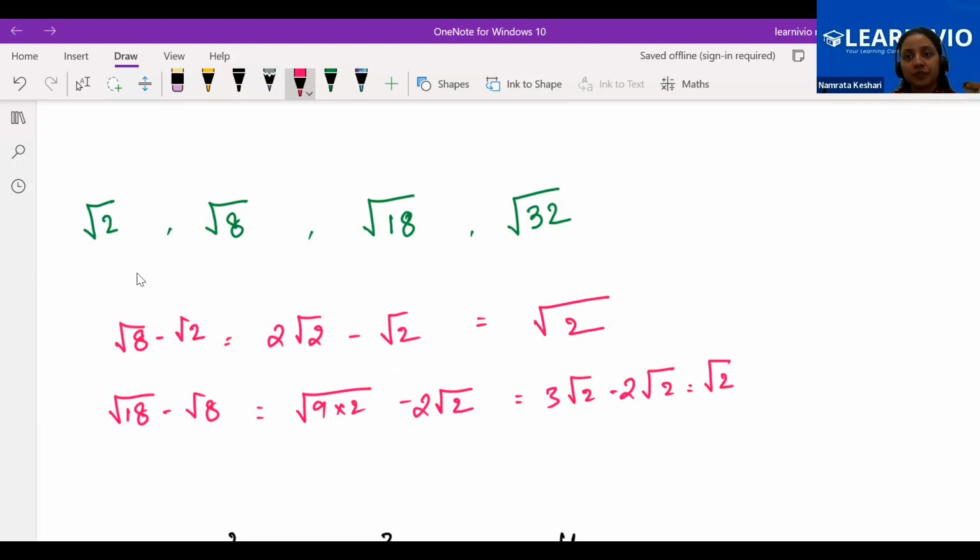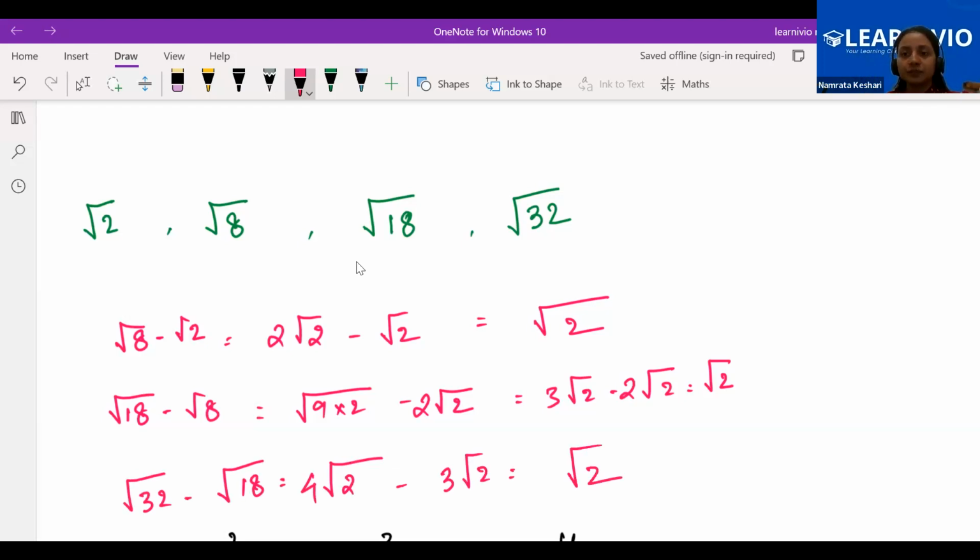Yes, ma'am. Let's check for the next one also, because we are going to declare it as AP. Every term must have the same common difference. So root 32 minus root 18. Root 32 can be written as 16 into 2, 32. So 4 root 2, and 18 we already know is 3 root 2. So the common difference is root 2, right, Ziana? Yes, ma'am. So yes, it's in AP. The common difference is root 2.